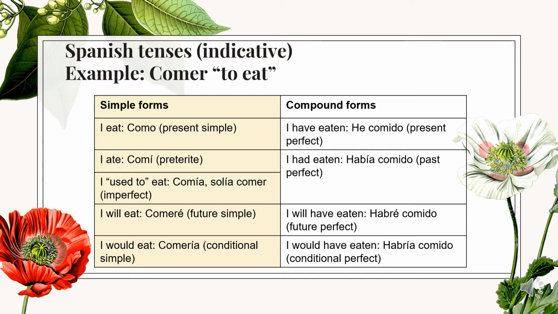Now, future tense, future simple, I will eat. Comeré. The future simple is used for things that may or may not happen in the future. Another way of forming the future, which is not in here because it is not part of the general table of verbs, but is more what we call a perífrasis, is I am going to. Voy a comer, which we use for plans.